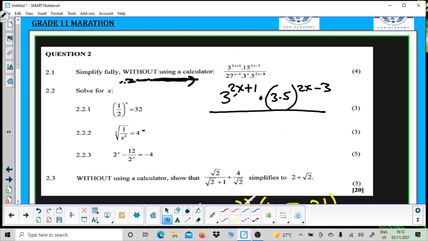This is what you must recall, obviously. 27, what is it? 3 to the power of 3, and then you put it as x minus 1. And it's already 3 to the power of x, and 5 to the power 2x minus 4. There was a time when this was new to us and it was very exciting. I hope you still recall those moments.